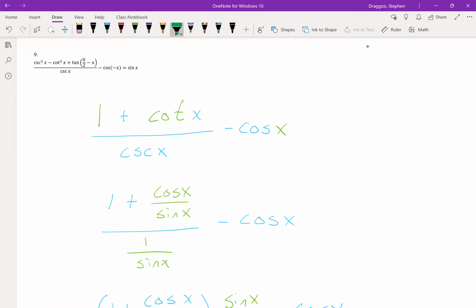Problem 9. Again, anytime I have angles that are not simply x, I want to start there. So tangent of pi over 2 minus x becomes cotangent x. And cosine, which is an even function, cosine of negative x becomes just cosine of x. So there is no double negative on that negative cosine of negative x. So it should remain minus cosine x. Also, I have a Pythagorean identity that I'm going to knock out in this first stage. Cosecant squared minus cotangent squared is equal to 1.